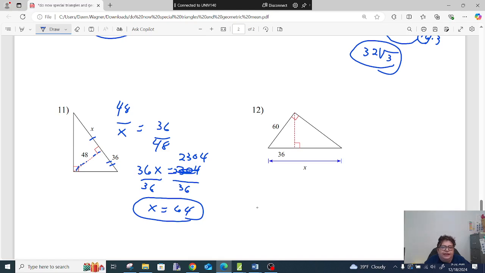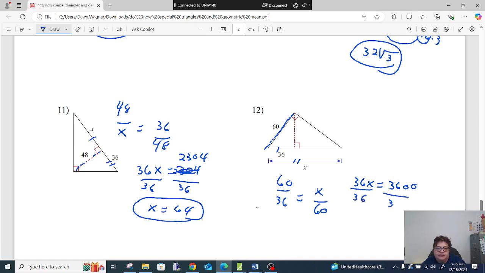Okay, now I'm looking at this one over here. I have the outside piece. What's the geometric mean then? You see 60 up, you see 60 down. You have the side it touches and the whole thing. So that'd be 36 and x. So this would be 36x equals 3600, divided by 36. X is equal to 100.